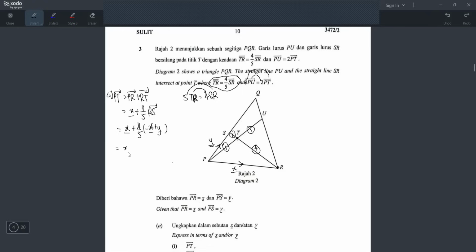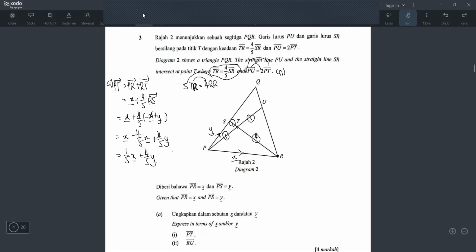Now you continue from here. You will get X minus 4 over 5 X, just expand normally, and then plus 4 over 5 Y. And then what is 1 minus 4 over 5? It's 1 over 5 X plus 4 over 5 Y, right? You can use your calculator to help you, and you should get the same answer. Okay, now for question 2, I'll do it here. Let's see what they want. They want vector RU.